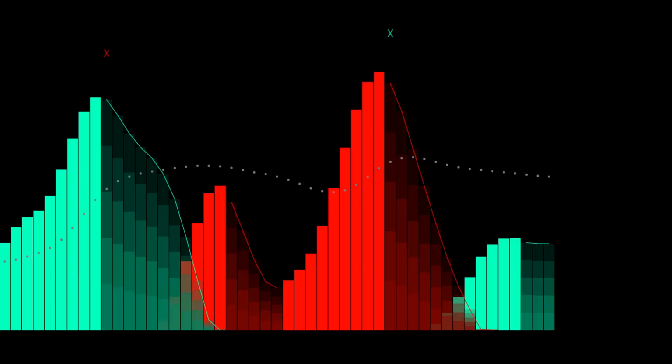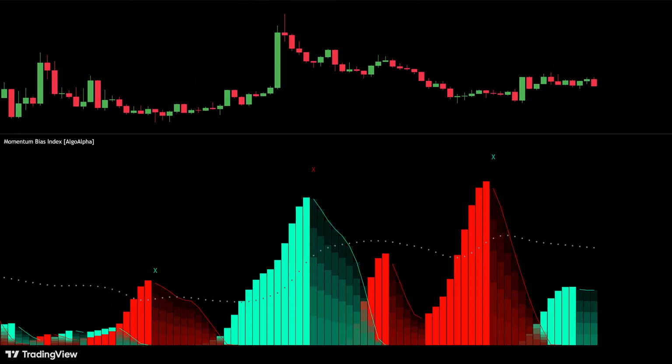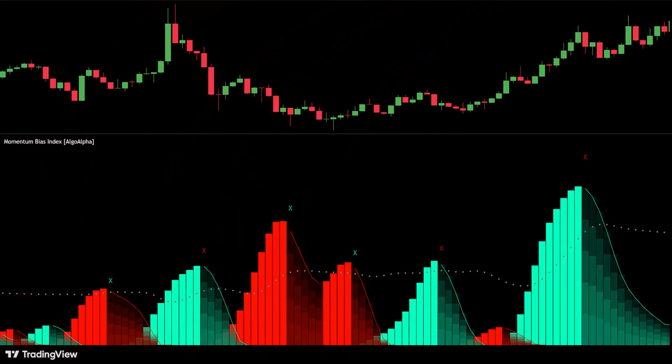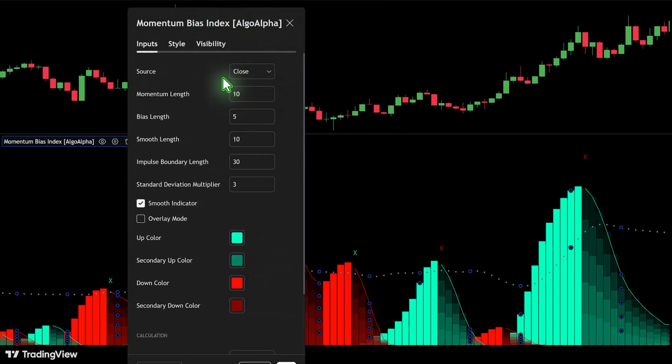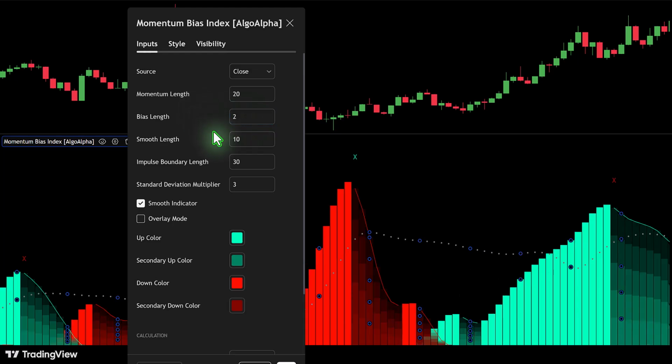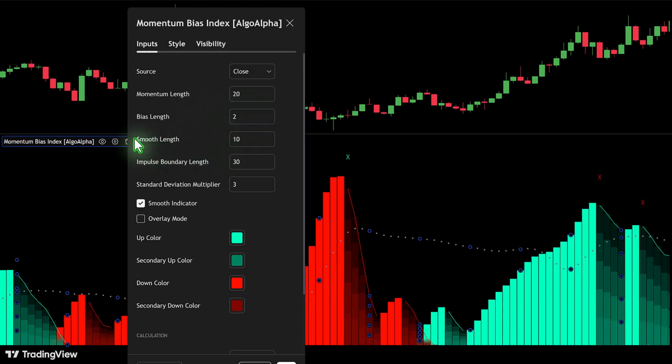To maximize accuracy, let's fine-tune the settings of the indicator. So you will have to click this gear icon to open the settings dashboard, so here on the Inputs tab. This source has been set to use candle close by default, but you can choose to use any of these options here. For momentum length, you are going to change it to 20 instead of 10. This bias length will also be changed to 2 instead of 5. You can decide to leave this smooth length at its setting of 10.